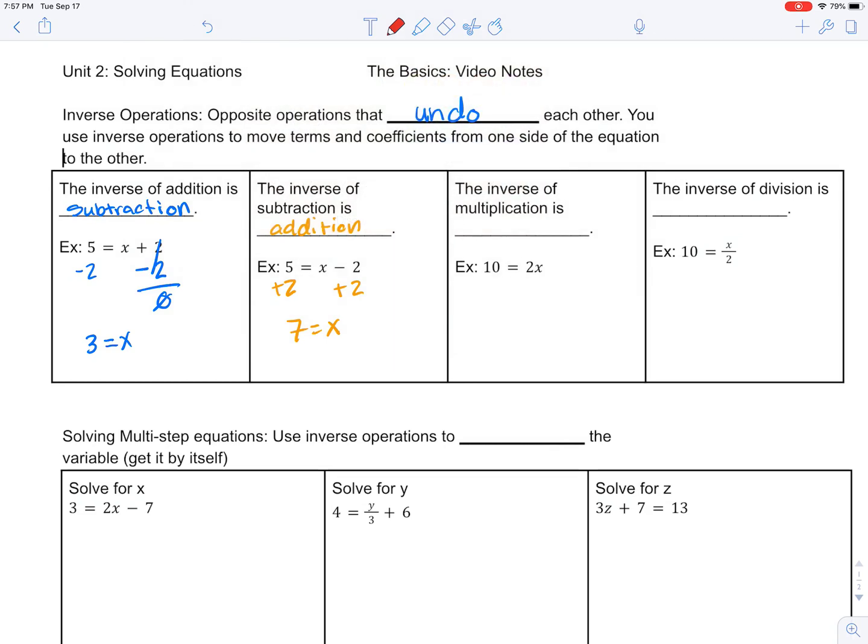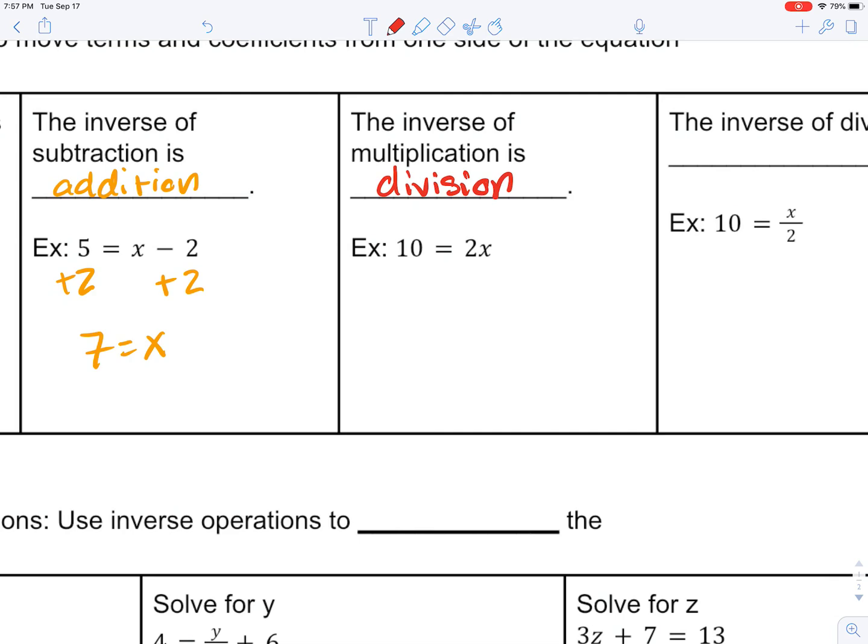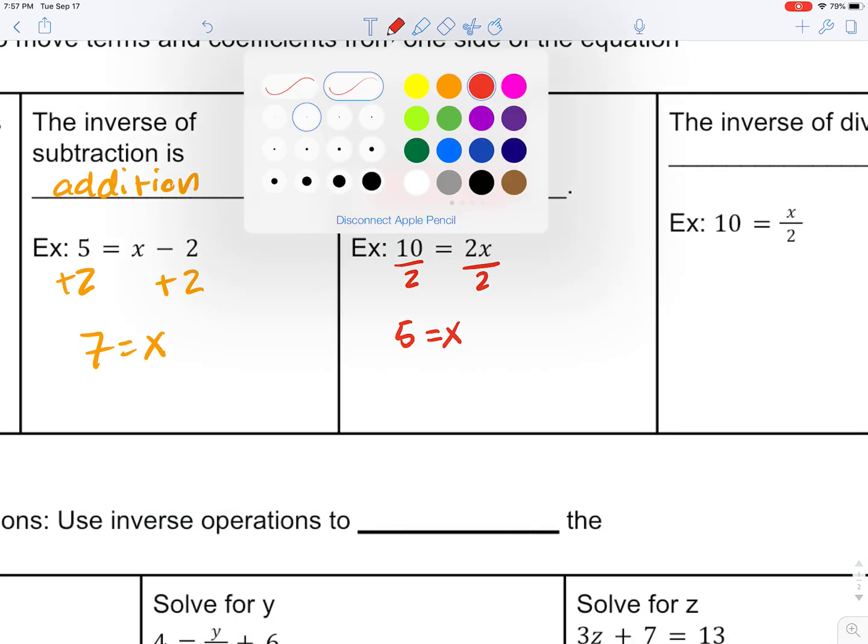Okay, the inverse of multiplication is division. Currently this is 2 times x, is how we would read that. 2 squeezed next to x means multiplication. So in order to undo that, I'm going to divide by 2, divide by 2. Again, whatever you do to one side, you must do to the other to keep the balance. So 5 equals x. You can plug that into your original and make sure that it works.